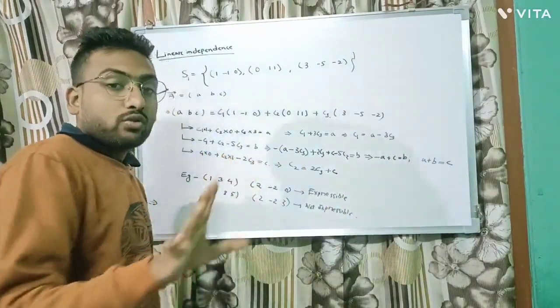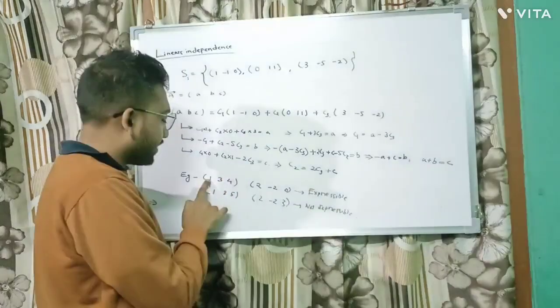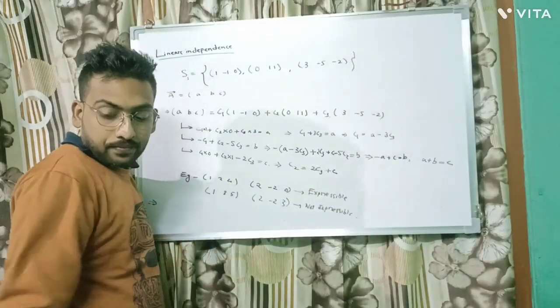So if I have two vectors, say this and this, let us just consider the first vector only, (1, 3, 4).